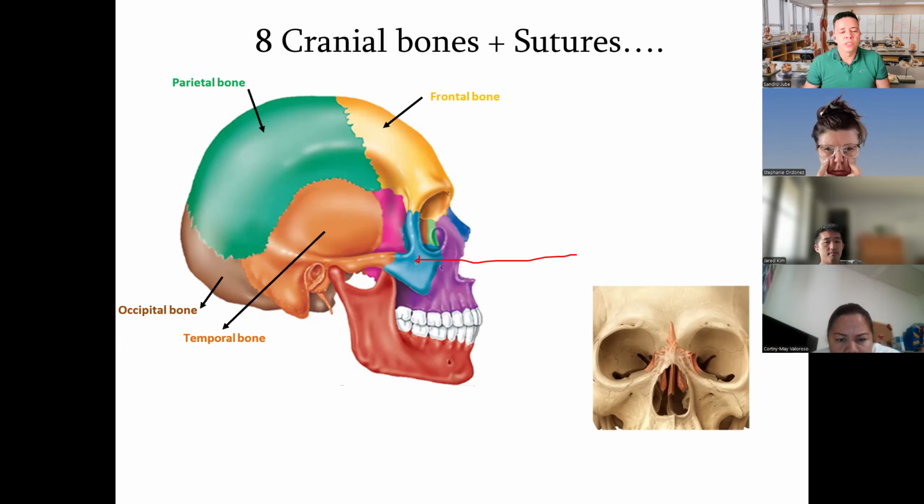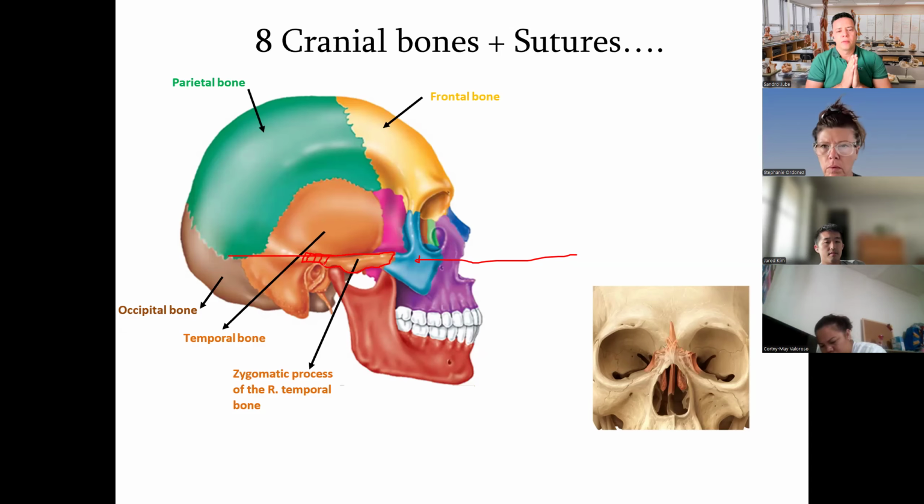And this bridge that is connecting the temporal with the zygomatic is what we call the zygomatic process of the temporal bone. Okay, so this entire section here, which again literally is a little connection, a little bridge between the temporal and the zygomatic, is called the zygomatic process.